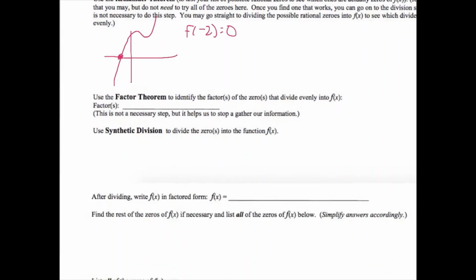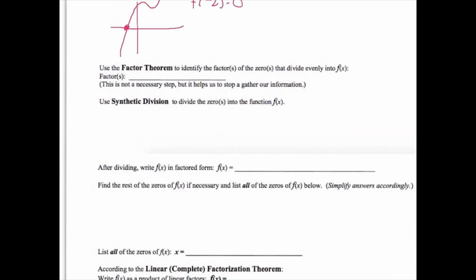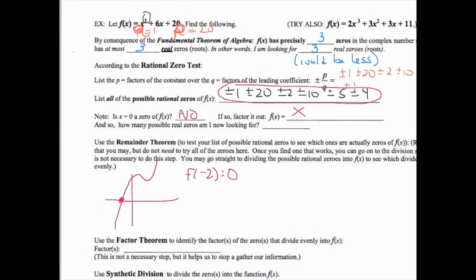So right now, we know one of the zeros, right? So we'll list all the zeros. One of them we know is negative 2 because it crossed the axis at negative 2. We have to look for the other ones. All right, so what I'm going to do is divide out the one root I know. The one root I know is negative 2. So if I divide that out into my polynomial, which if you recall was x cubed plus 6x plus 20.